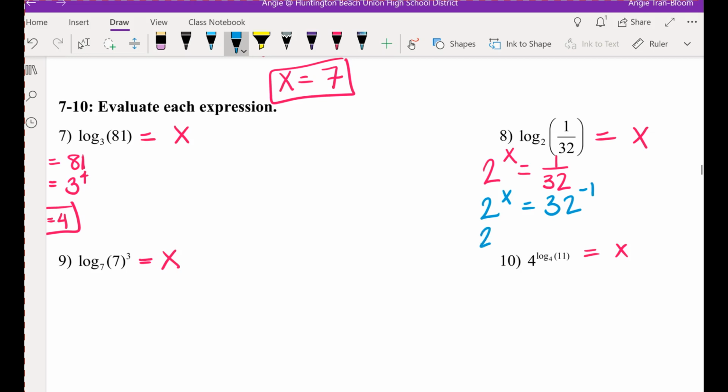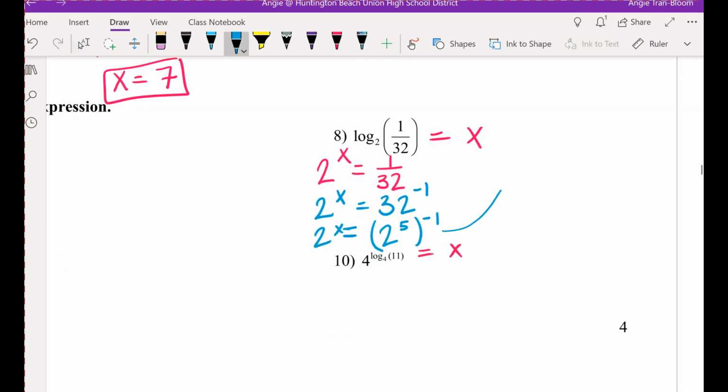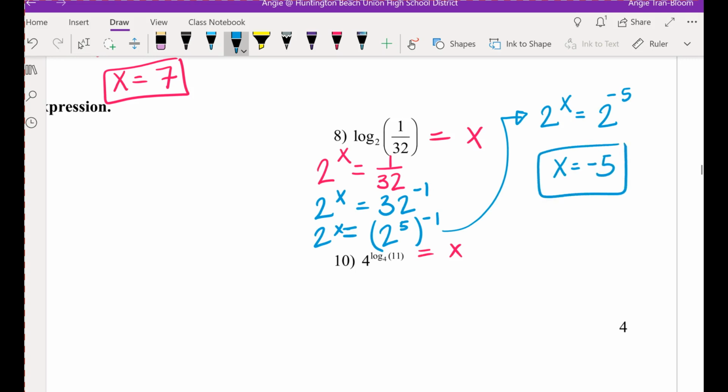So now that's really 2 to the x equals, what's 32 broken down into? 8 and 4. But remember, I want to use base 2. So 2 to the what? 5. That's 32. Raise it to the power of what? Negative 1. Power to the power, what do you do with the two powers there? You multiply them. So 2 to the negative what? 5. Bases, are they the same? Yes, so x is just simply what? Negative 5. Okay.